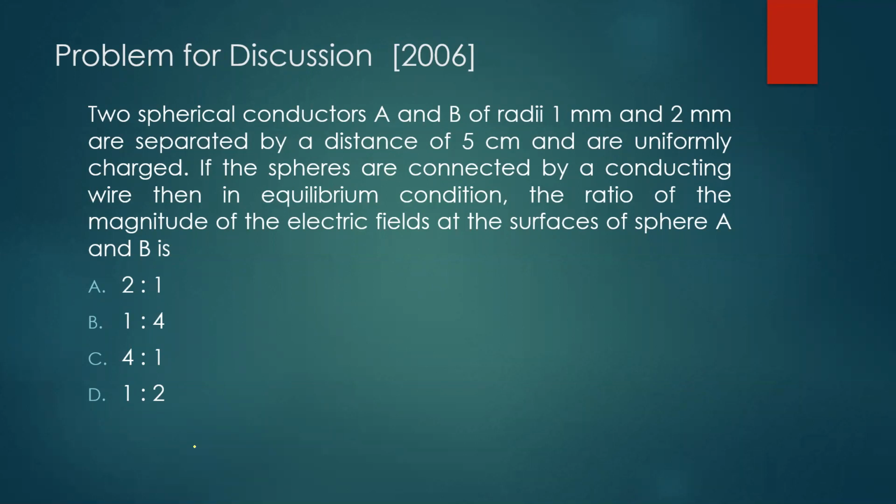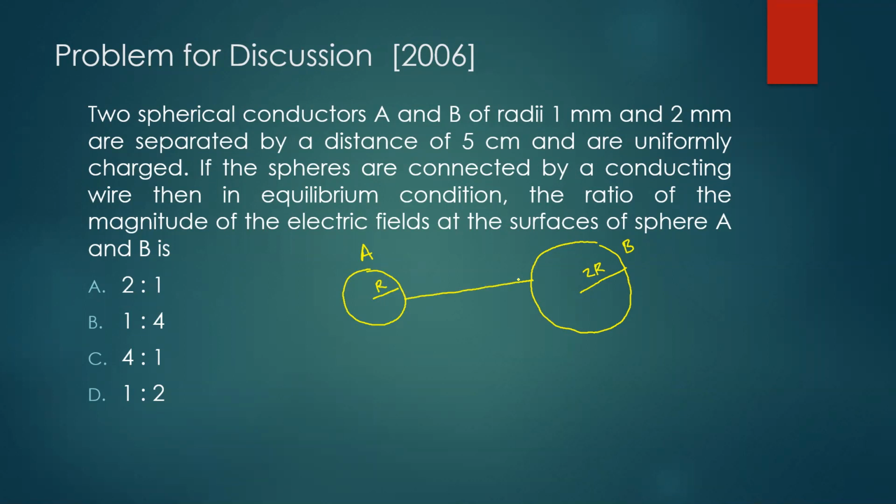Okay, so here the only thing is we're assuming that there is a large gap between these two spheres. I have this sphere A of radius 1 millimeter, so let's take that as R, and the other is B, which has 2R. Now these are conductors, so they're like capacitors. When you connect them with a wire, what will happen? They must attain the same potential.